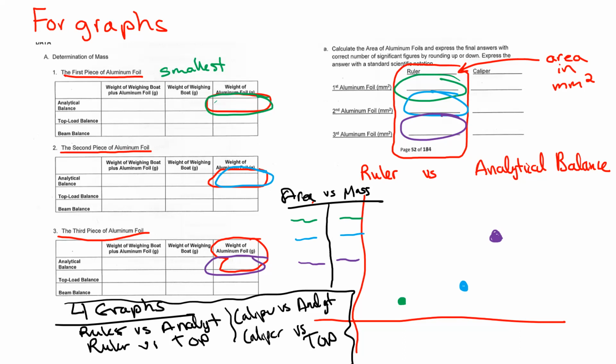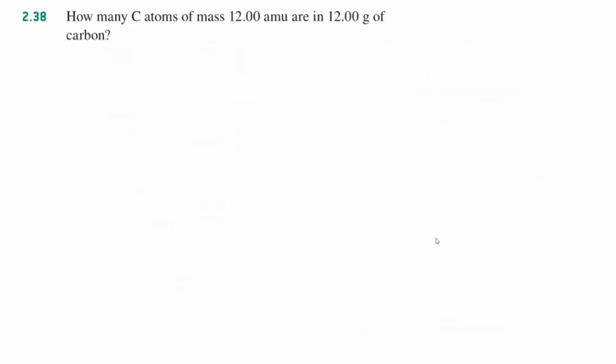Okay, I'm going to take that as a no, and let's move on to question 2. Chapter 2, question 38. So, how many carbon atoms of mass 12 AMU are in 12 grams of carbon?